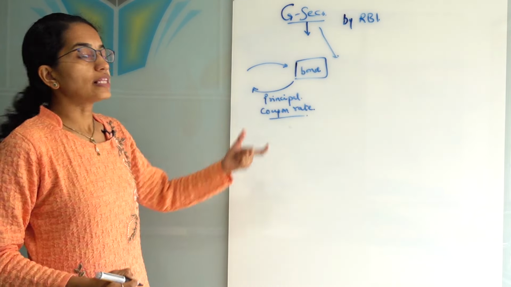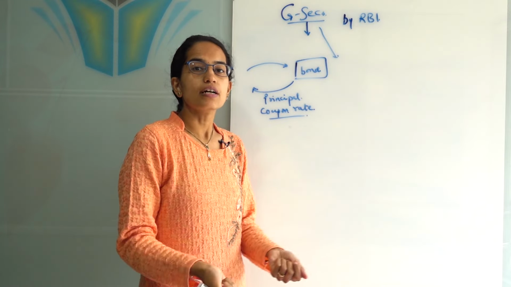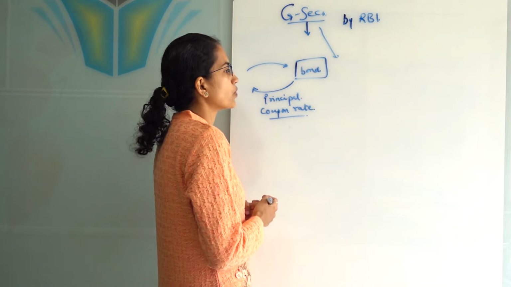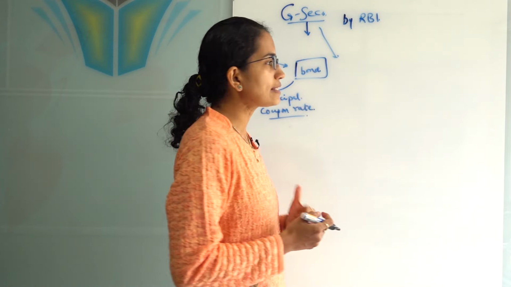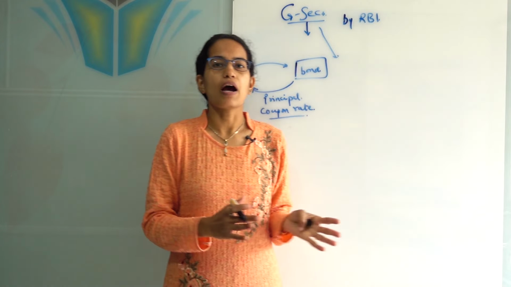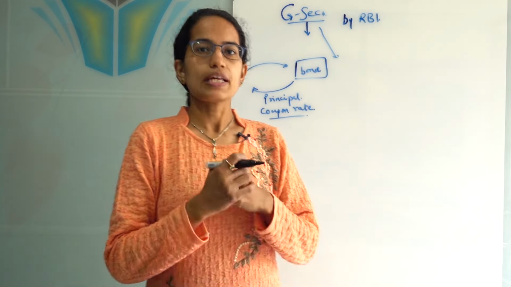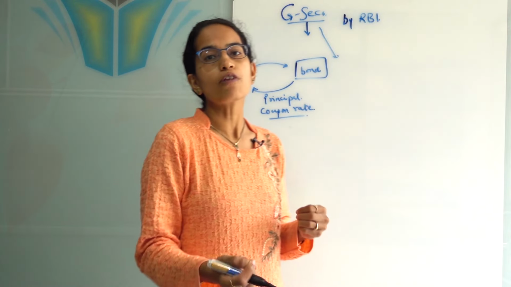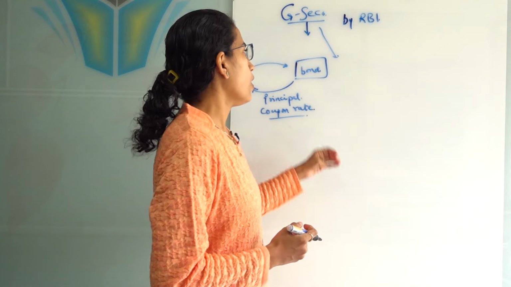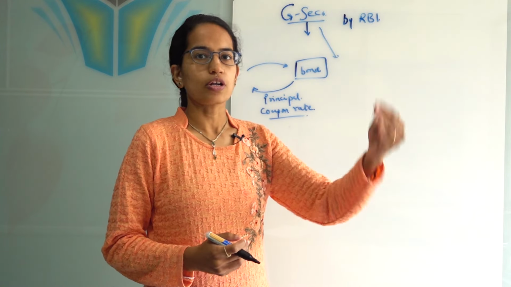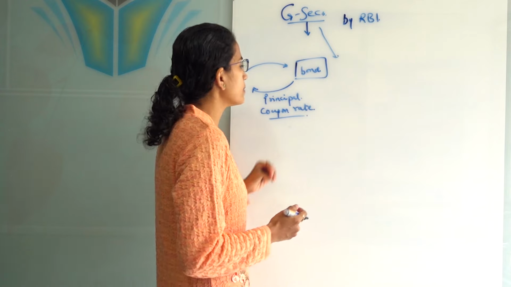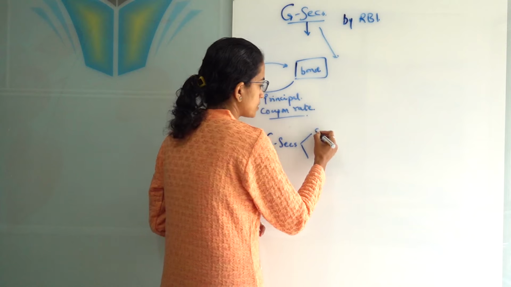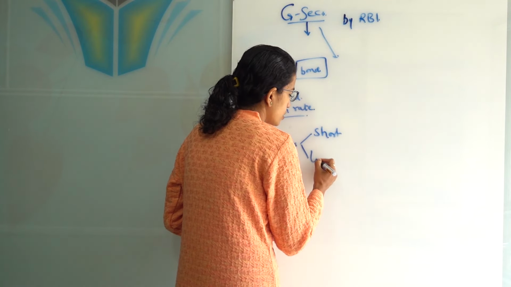GSEC is when the government requires money. When the government needs money, it borrows that money, and this money is borrowed in various forms. Once the money is borrowed, the principal amount is taken by the government, and the government promises to return that principal amount along with any interest, if any, on a promised date or a promised time period. Now government securities can be broadly classified into two types. It can be short run or long run.